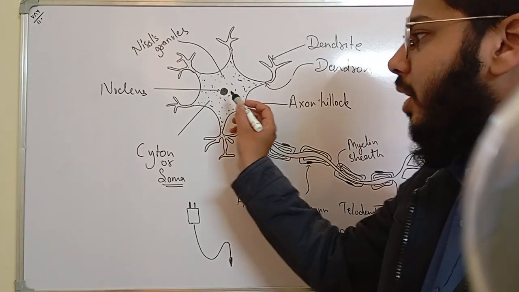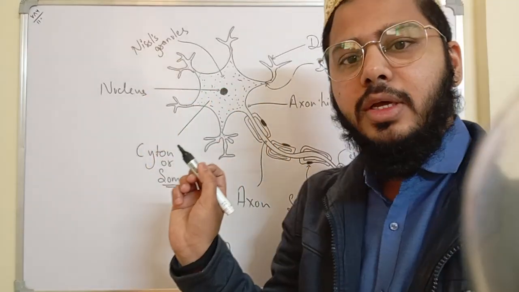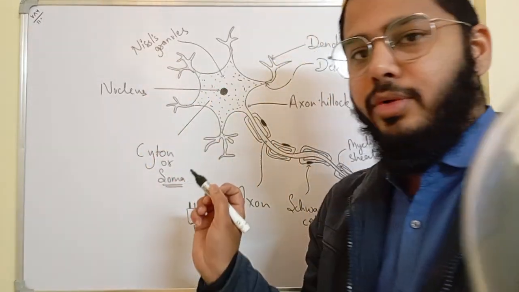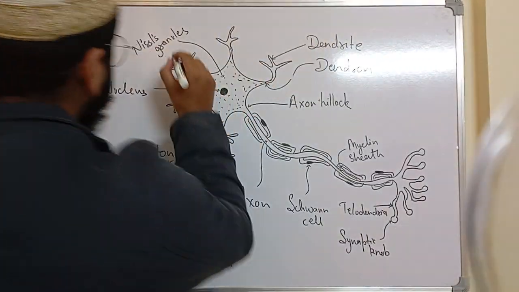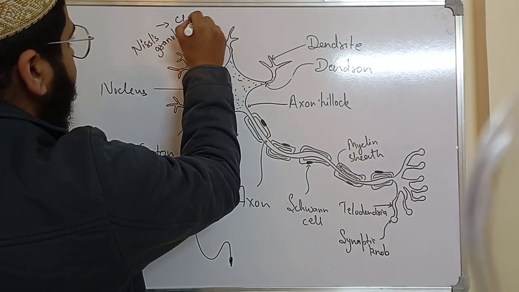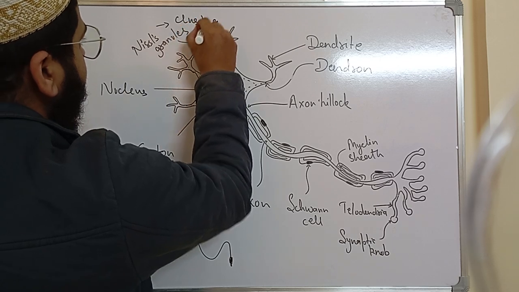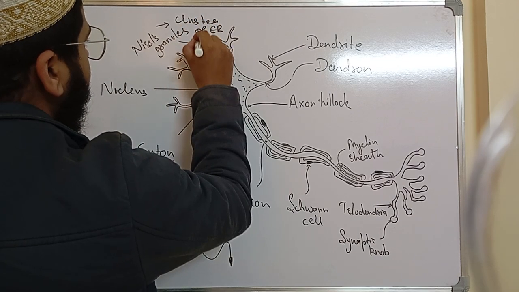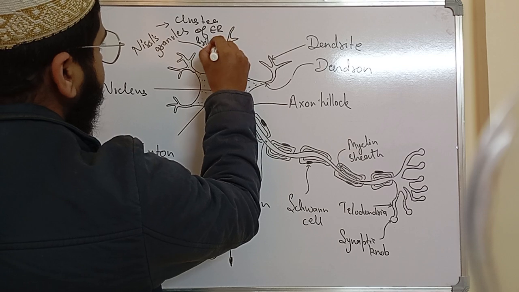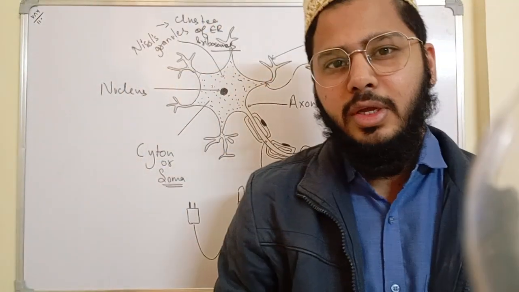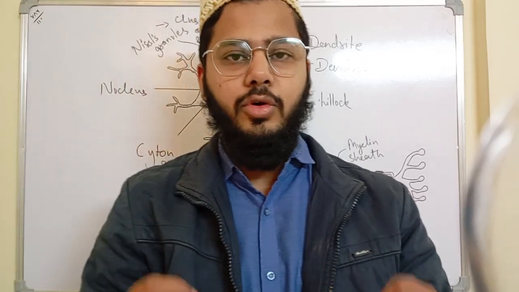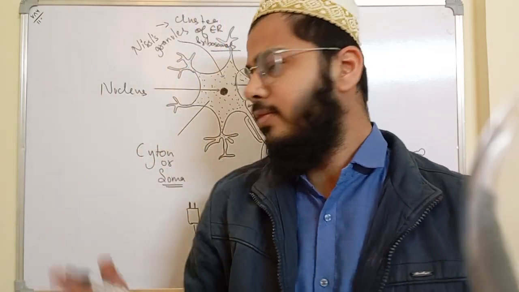Now, cyton, apart from nucleus, also contains some granules called Nissl's granule. Nissl's granule is a cluster of ER and ribosomes that serve for the massive, or we can say for the protein requirement of neuron.